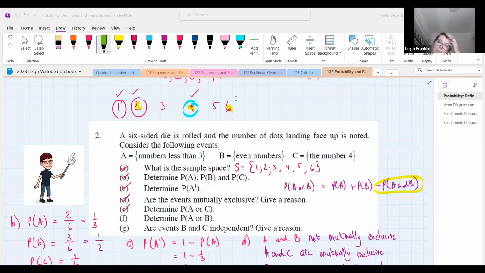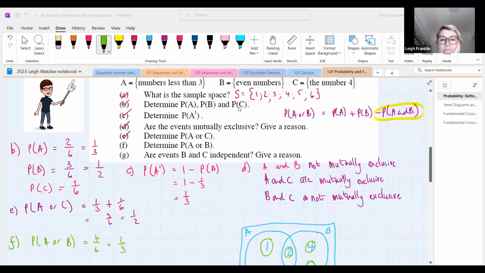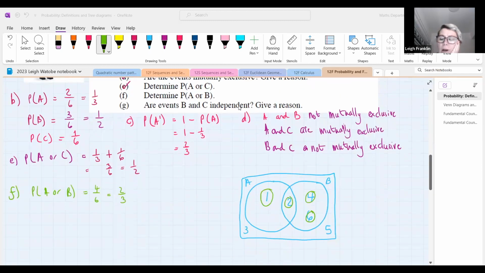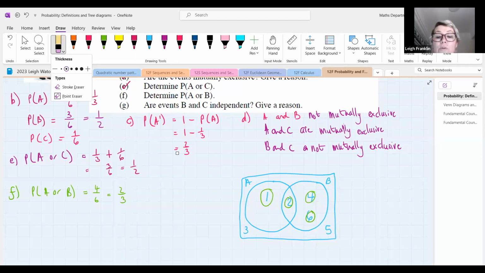Chloe? Hi, ma'am. Hi, Chloe. Would we have to draw a Venn diagram? Like, could we not use the formula that's above? You can. You could use the formula. That's not a problem. I just thought it'd be easier for you guys to understand if I drew a Venn diagram, but you don't have to have the Venn diagram if you don't want to. That's not a problem.